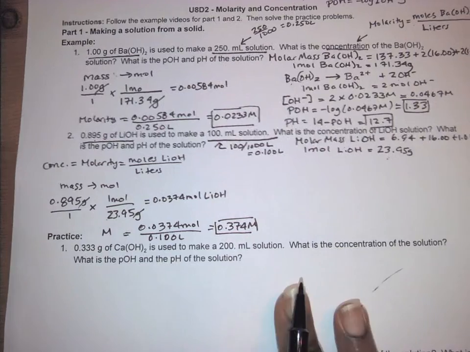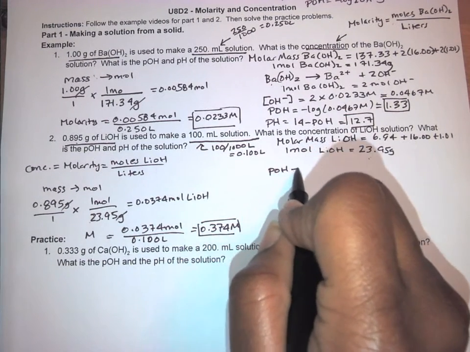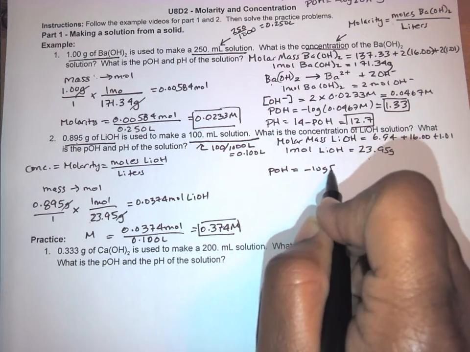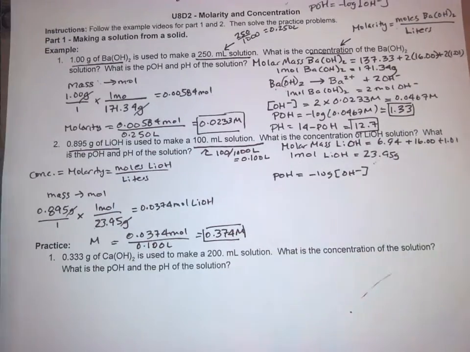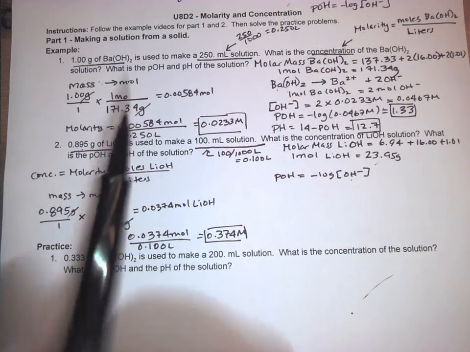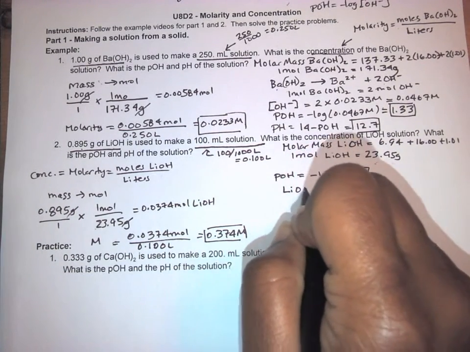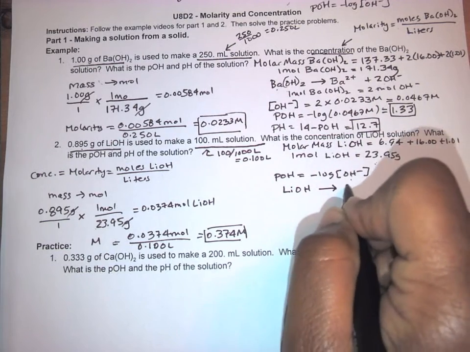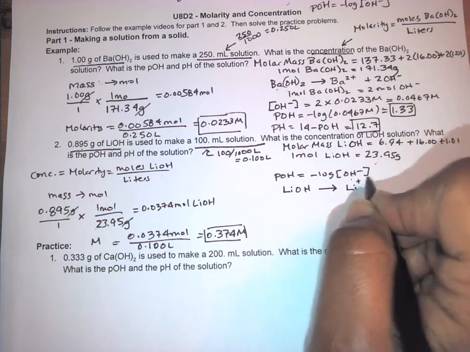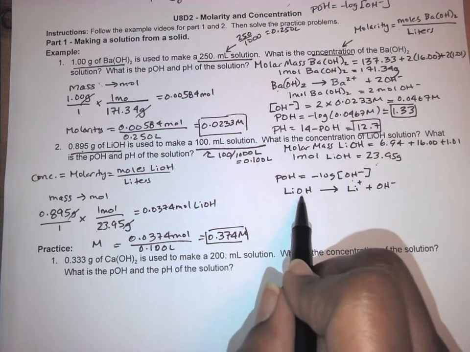Now we need to find the pOH. So to find the pOH, we're going to use negative log concentration of OH minus. Now, to get the concentration of OH minus, we have to look at how lithium hydroxide ionizes. When you dissolve lithium hydroxide in water, it's going to break apart into lithium ion and a hydroxide ion. And you only have one hydroxide ion, and you know that from the chemical formula.